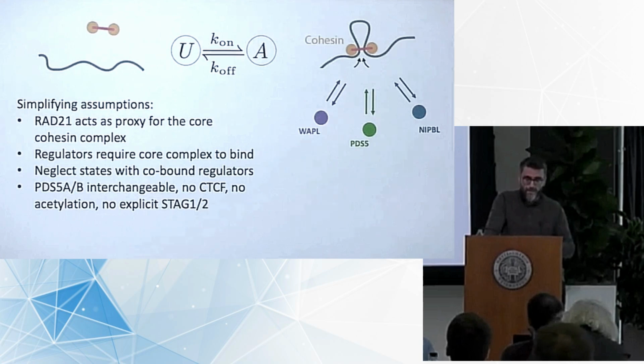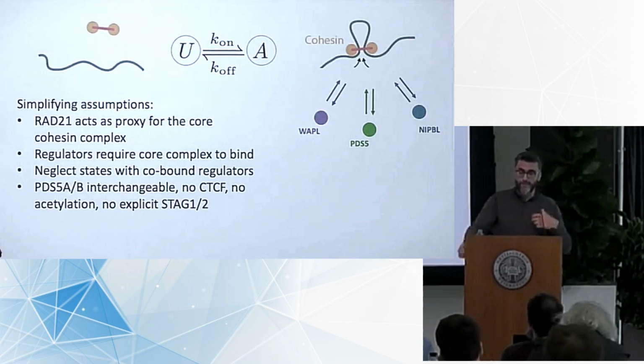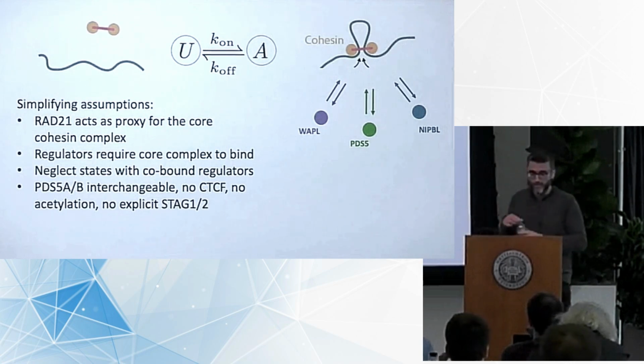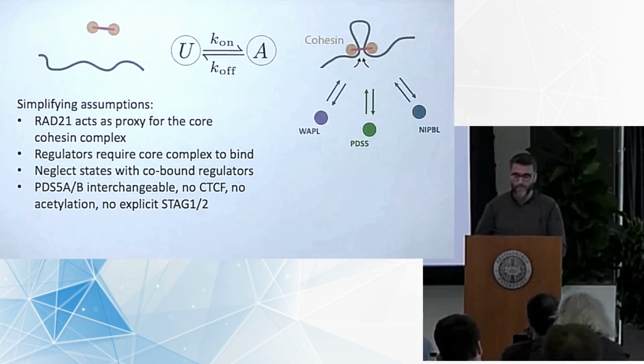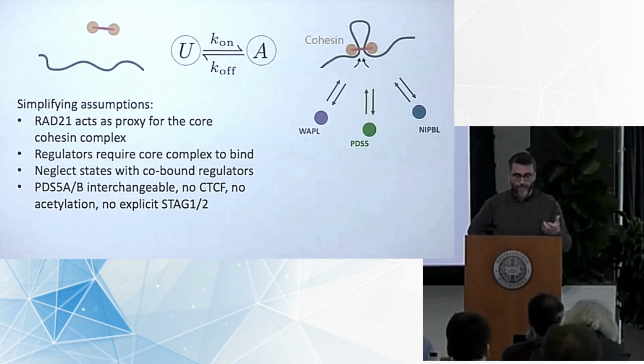To make progress, we need to make assumptions. So here are our current simplifying assumptions. If we make them, we can entirely constrain the model using biophysical data. First, RAD21 acts as a proxy: its dynamics act as a proxy for those of the core complex. Regulators require the core complex to bind chromatin. We neglect states with co-bound regulators, and we assume that for our purposes now, PDS5A and B are the same. We don't have CTCF, there's no acetylation, there's no STAG1 and STAG2, etc.